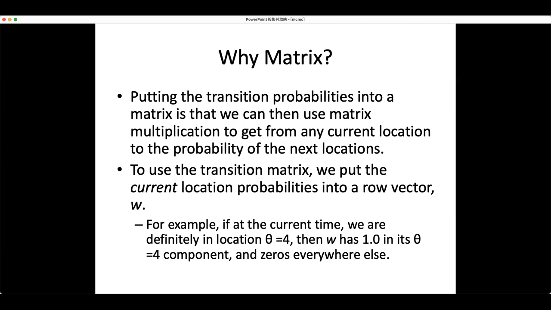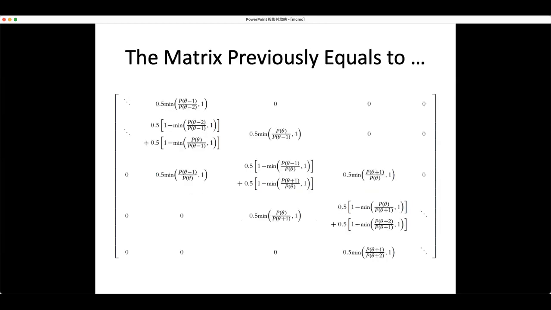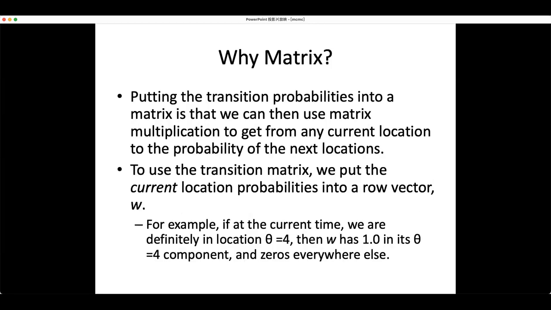And initially, because he was on item 4, the vector is going to look like 0, 0, 0, 1, 0, 0, 0. Okay, and if you multiply that vector to this matrix, it's going to give you the second day, I mean, where this partition is going to end up on the second day.